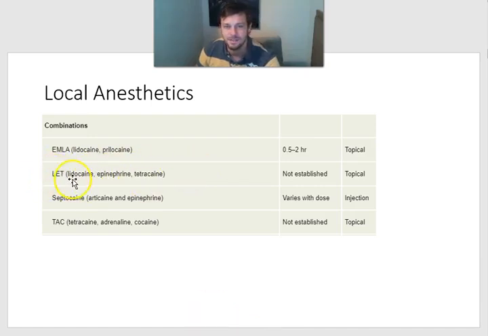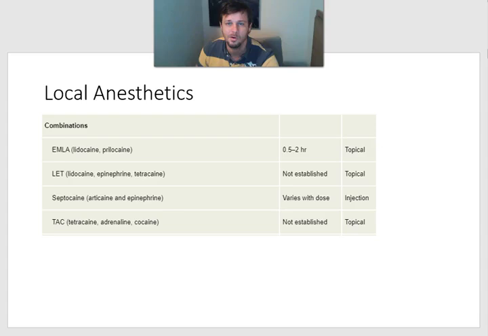LET, which is a lidocaine, epinephrine, tetracaine combo, is being phased in more, while TAC is being phased out more. So TAC is tetracaine, adrenaline, and cocaine. And so as a local combo, this one's getting phased out, this one's being phased in. But really, LET is like the gold standard here of late.